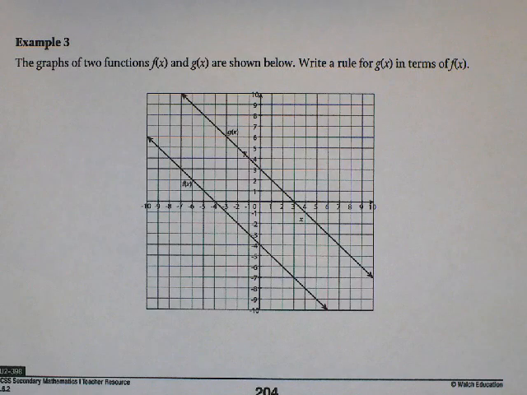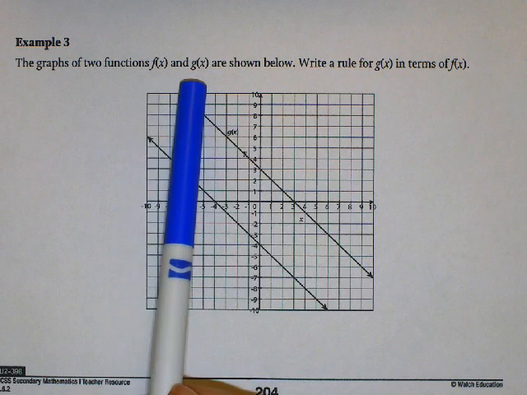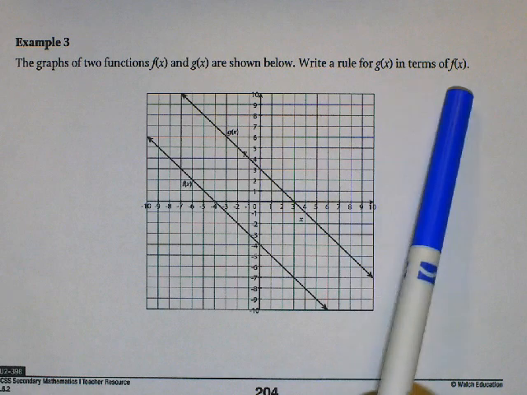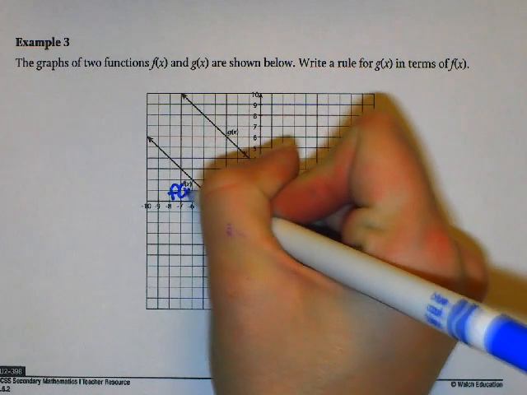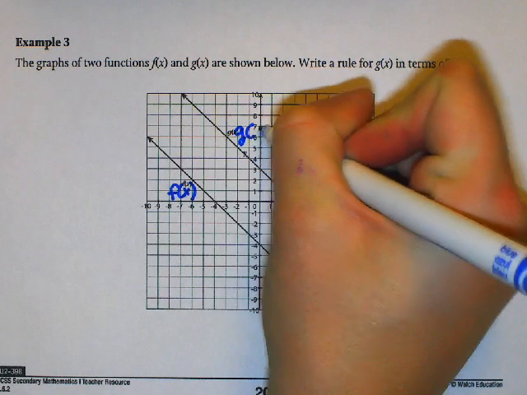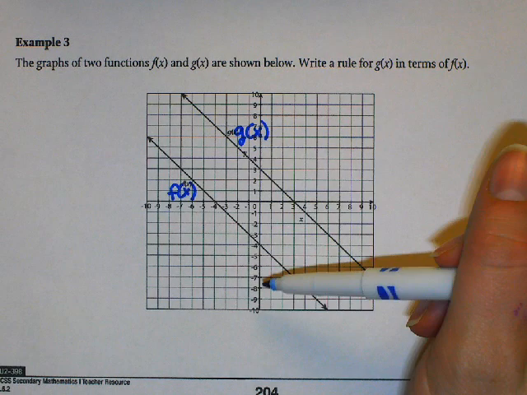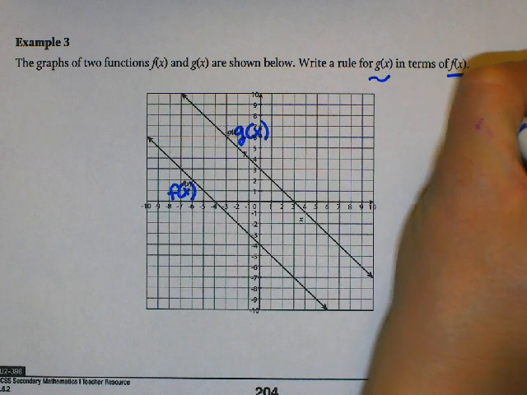For example 3, it says the graph of two functions, f of x and g of x, are shown below. Write a rule for g of x in terms of f of x. So I want to just make sure that I know which one is f of x and which one is g of x. It's always helpful to rewrite those a little bit bigger so that you know what you're talking about. Now, I can see that they're the same function, it's just been shifted. So I want to write a rule for g of x in terms of f of x.